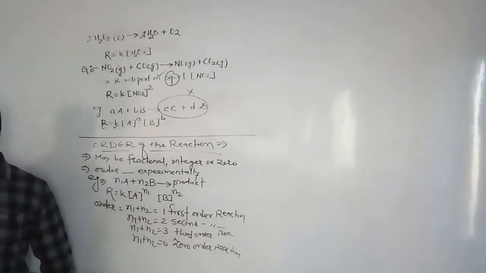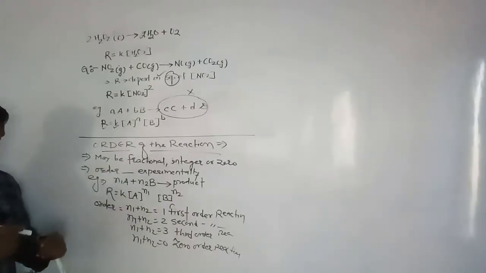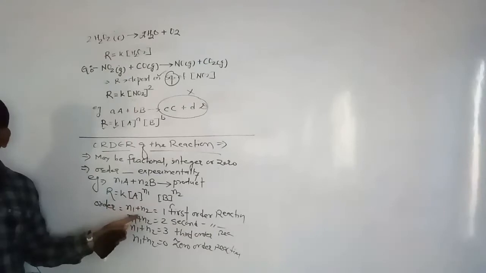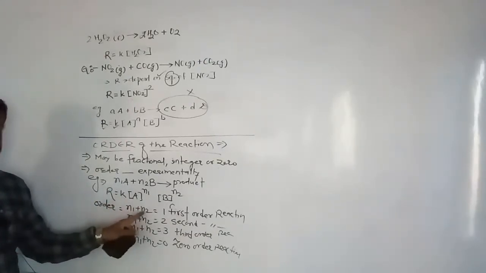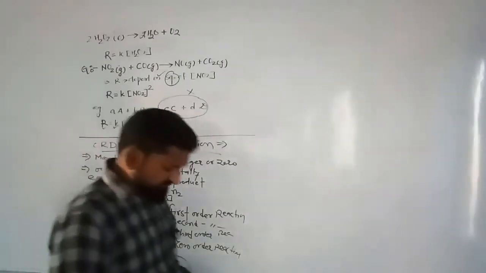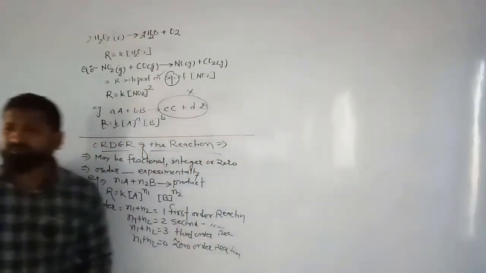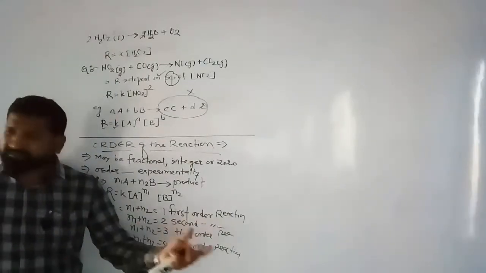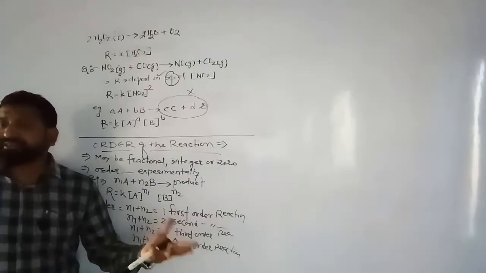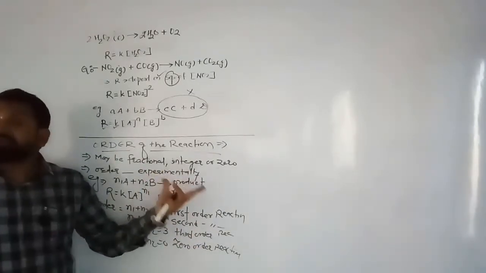So this is the little summary of the rate of the reaction and order of the reaction. Again, there is molecularity. Order of the reaction is defined as the algebraic sum of the powers of the concentration of the reactant, like n1 plus n2. Or you can simply define it as the number of atoms or molecules which are going to influence the rate of reaction. That is called the order of the reaction.